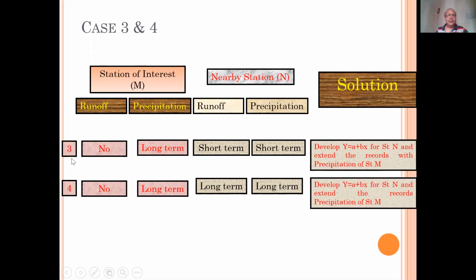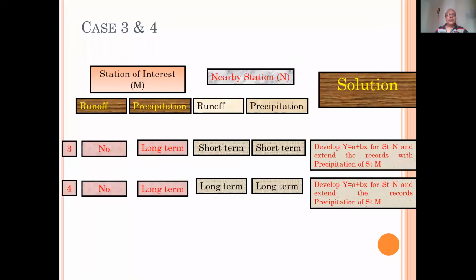Here we are having no runoff. We don't have any runoff, but precipitations are there. So we are having x here. So this x we can determine, this equation we can use to determine runoff here, and then multiplying area of our catchment we can determine runoff.